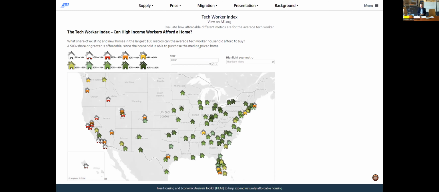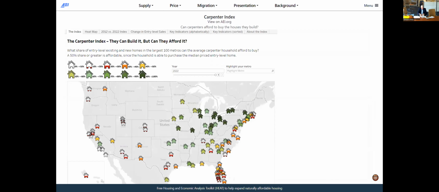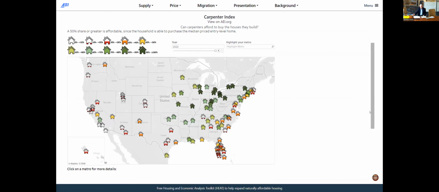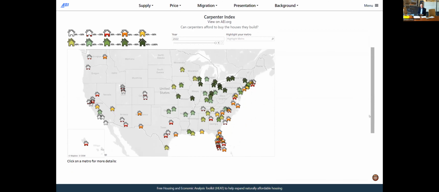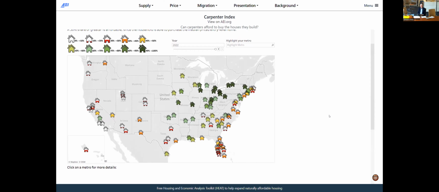We're going to get to the Carpenter Index next, which is another variant. We talked about the tech worker, we're now going to talk about the carpenter index. Carpenter index is similar to the tech worker, but now we're talking about the lower part of the market, basically the entry level part of the market. And our question is, can carpenters afford to buy the homes they build? And the answer is yes, in the Midwest generally.